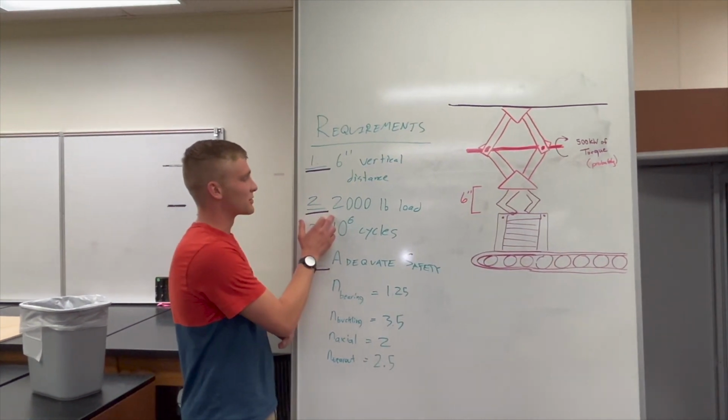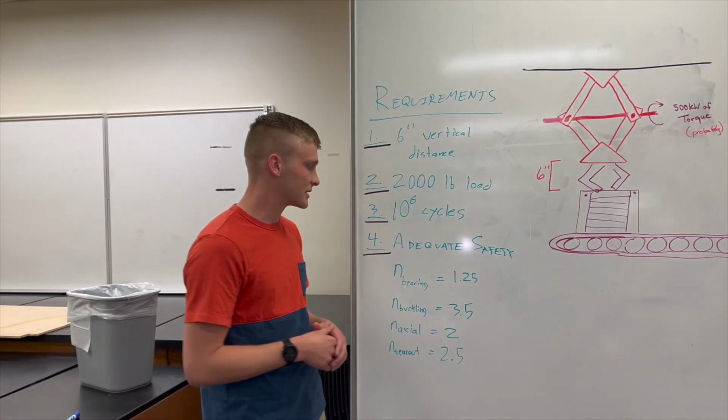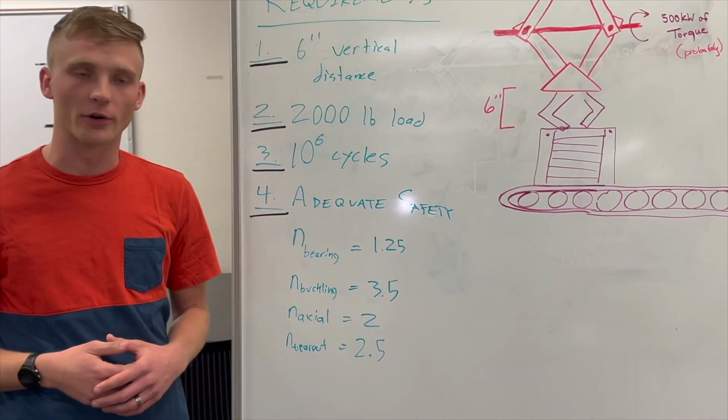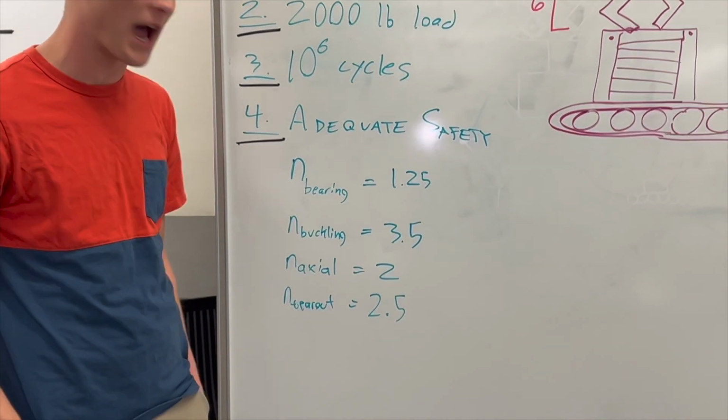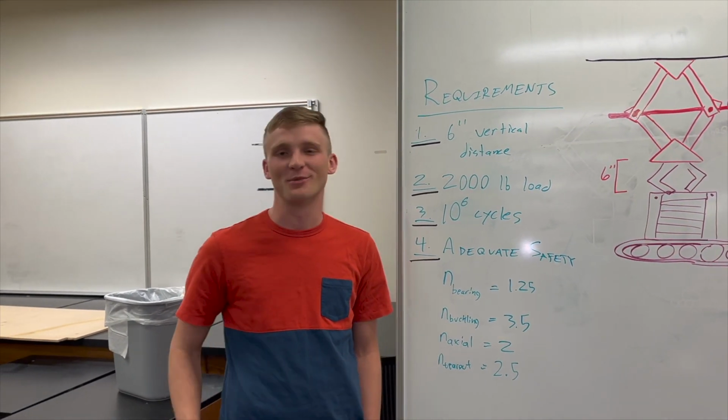It also needs to be able to support a 2,000-pound load for 10 to the 6th cycles, and it needs to have an adequate safety factor for all the different failure modes, namely bearing, buckling, axial, and tear out. Now, off to our tech team who will describe the fantastic model that made this.